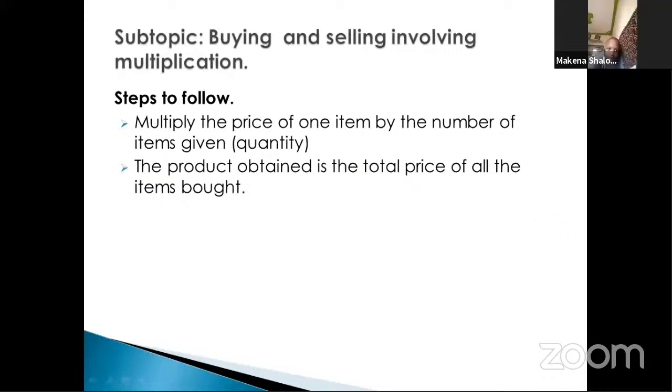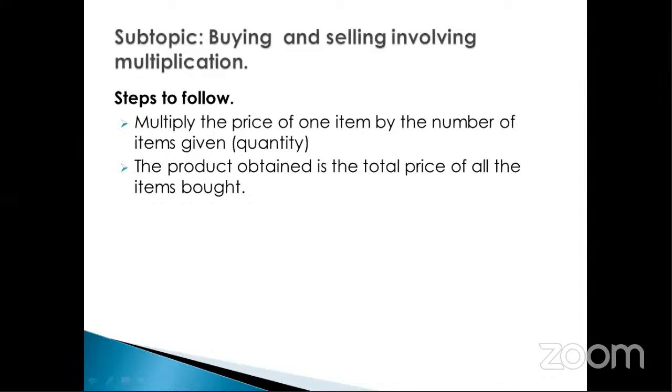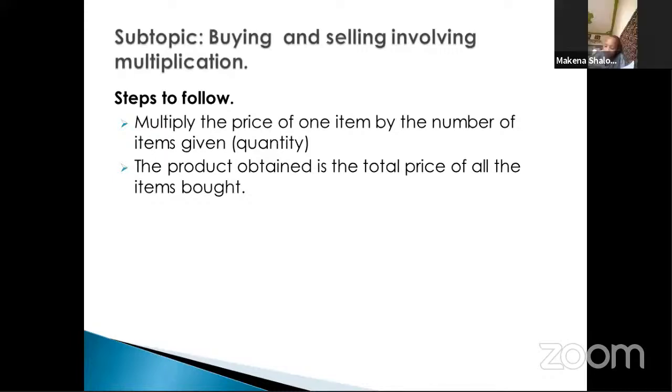The product obtained is the total price of all the items bought. Yeah, the word is obtained. Can you say the product obtained is the total price of all the items bought? The product obtained is the total price of all the items bought.